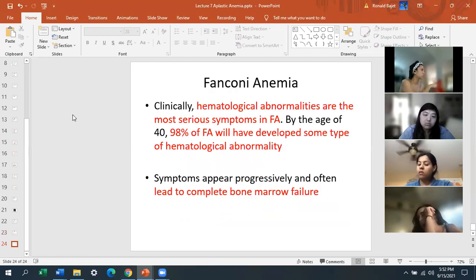Clinically, hematologic abnormalities are the most serious symptoms of Fanconi's anemia. And by the age of 40, almost all of them will have developed some type of hematologic abnormality. And the symptoms appear progressively and often lead to complete bone marrow failure. So the ultimate is bone marrow failure or aplastic anemia. And that's aplastic anemia. Like I said, it's a pretty sad disease. Are there any questions?